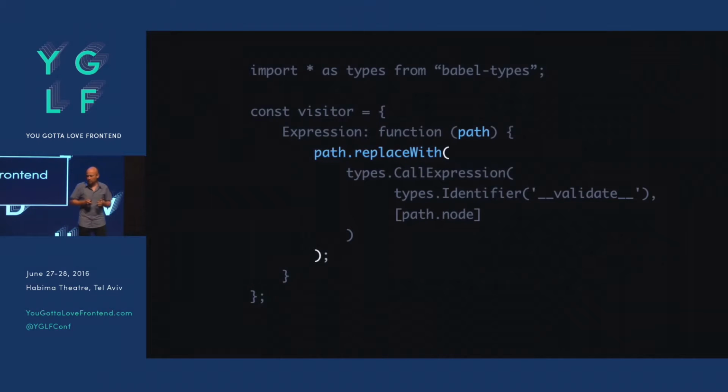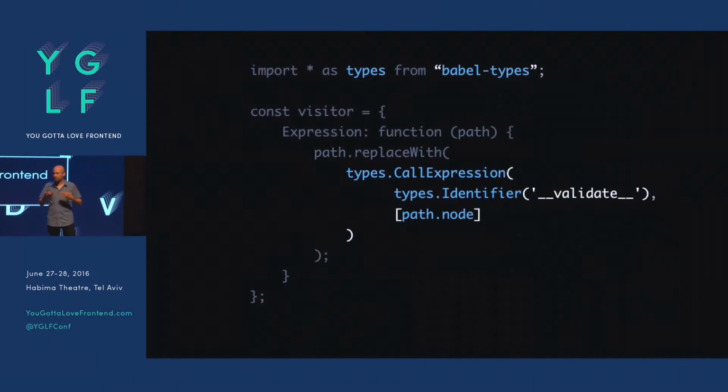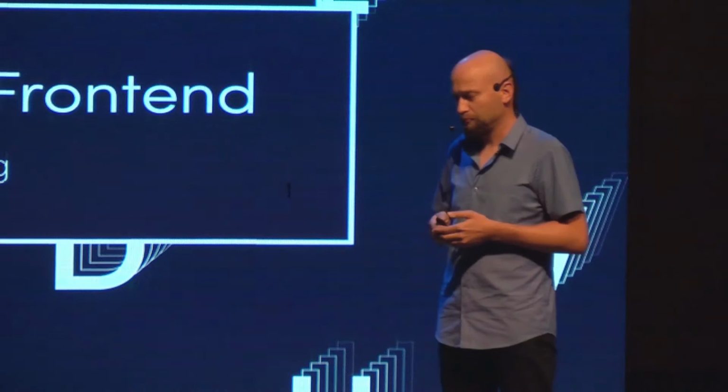In our example, we want to replace the original expression with another expression, with a call expression to a validate function, and pass the original node as a parameter. And we are using a builder included in Babel called Babel types. So this builder lets us create a new subtree in the AST, which may or may not contain some of the original AST.